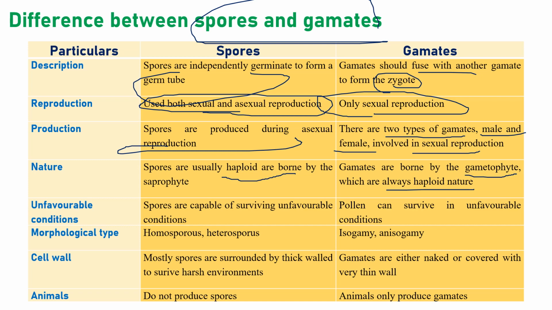Unfavorable conditions: spores are capable of surviving unfavorable conditions. Among gametes, pollen can survive during unfavorable environmental conditions, but other kinds of gametes cannot survive. Morphological types: spores are homosporous and heterosporous; gametes are isogamous and anisogamous. The spore cell wall is mostly surrounded by a very thick cell wall for surviving harsh environmental conditions. Gametes are naked, generally covered with a very thin cell wall, so they cannot survive during unfavorable times. Animals do not produce any kind of spores, whereas gametes are produced by animals.